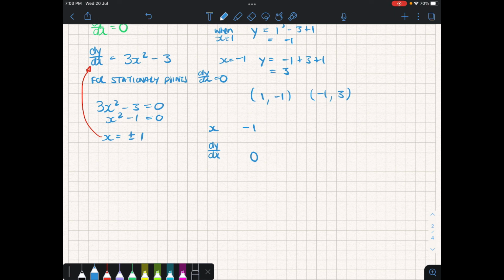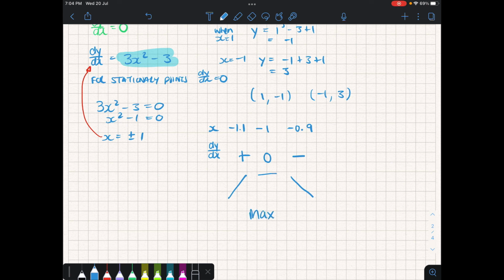Now I'm going to think, what is the gradient just before -1? So I'll put a value in just before -1, so maybe like -1.1. And I'm not really interested in the value that comes out. I'm more interested in if the value is positive or negative. So if I put -1.1 into the gradient equation, I'm going to get a positive number out. And if I put in a number after, like maybe -0.9, again, I'm interested in whether it's positive or negative. And I get a negative value out, okay? So that says the gradient is positive, is stationary, then negative. So this must be a maximum point.